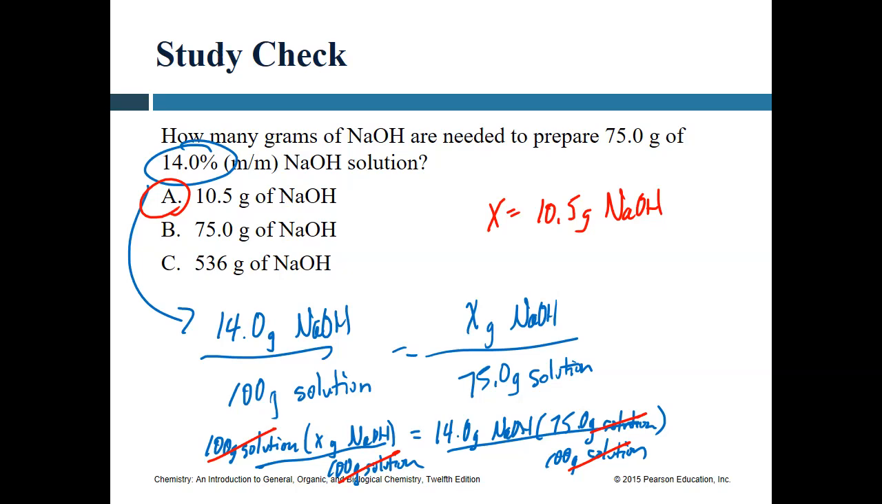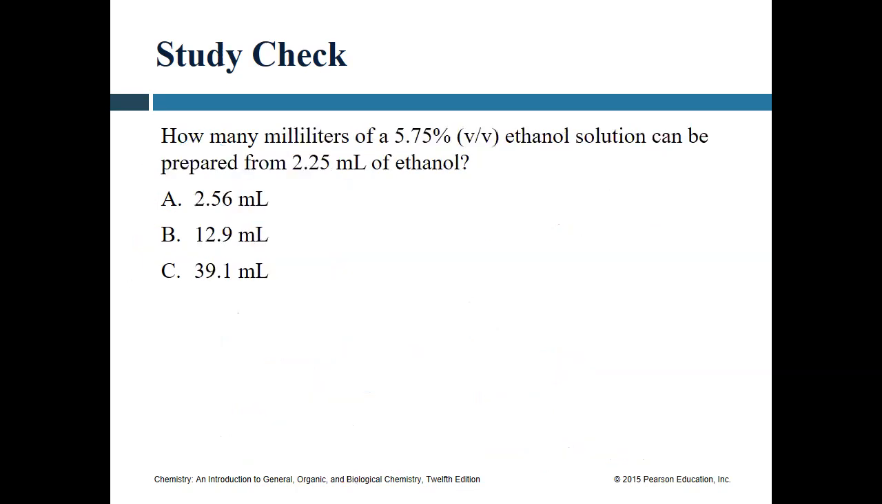All right, questions with this one? All right, you try this one then. How many liters of a 5.75 volume by volume percent ethanol solution can be prepared from 2.25 milliliters of ethanol?